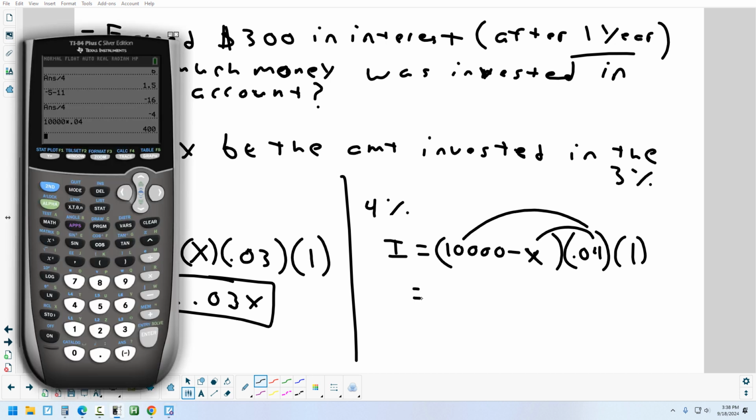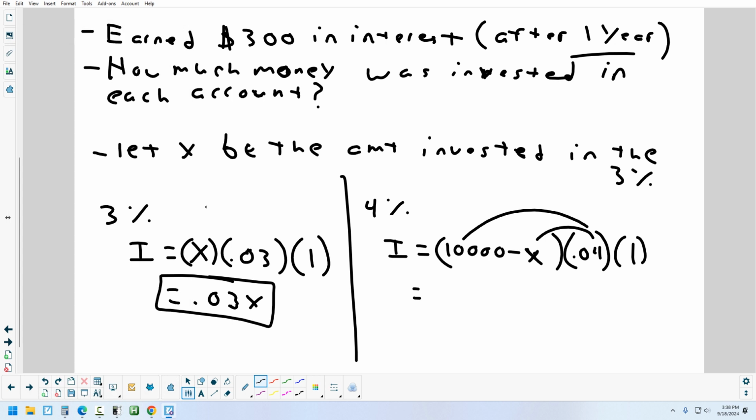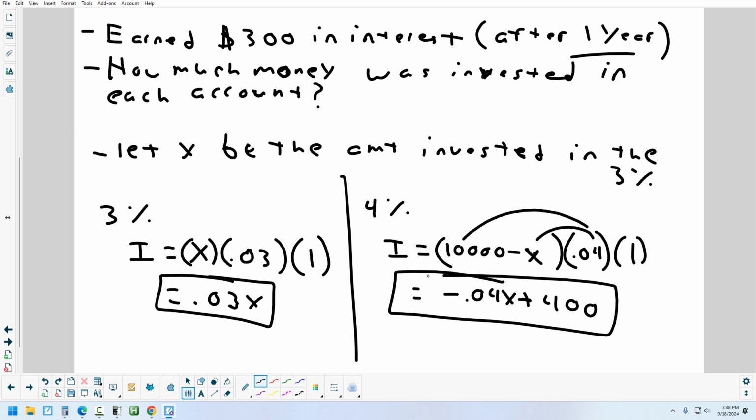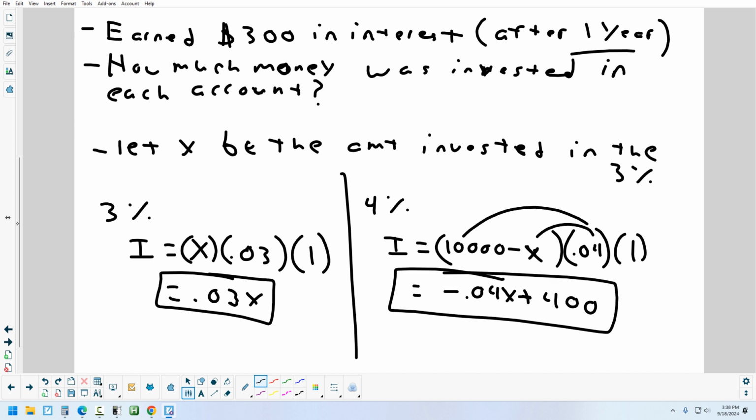So we've got 10,000. Oh, I already did that. 10,000 times 0.04 is 400. And 0.04 times negative x is negative 0.04x. That's how much interest you earn in the 4% account.